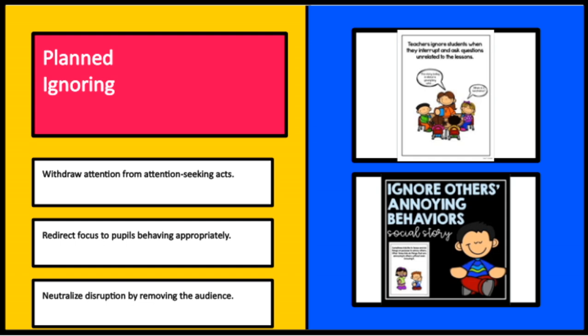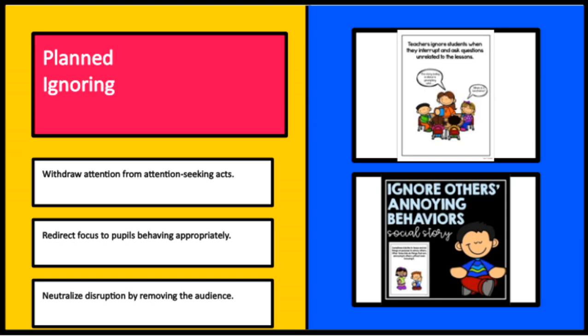Next, we want to redirect focus to pupils who are behaving appropriately. By praising or acknowledging students who are on task, we reinforce positive behavior and help shift everyone's attention away from the disruption. It's also important to withdraw attention from attention-seeking acts. When a student acts out just to get noticed, giving them that attention only encourages more of the same. So, a planned ignoring approach can be very effective. By not reacting to the disruptive behavior, we reduce its reinforcement.